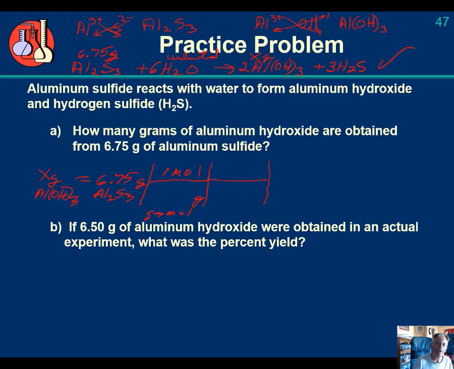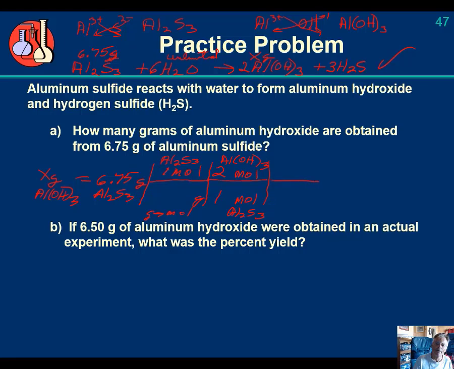So this is moles of Al2S3. This is moles of Al2S3. This will be moles of what I'm looking for, my X factor, which is aluminum hydroxide. And I'll just get that from the coefficients. I can go ahead and do that now. For aluminum sulfide, the coefficient is understood to be 1. For aluminum hydroxide, the coefficient is 2.